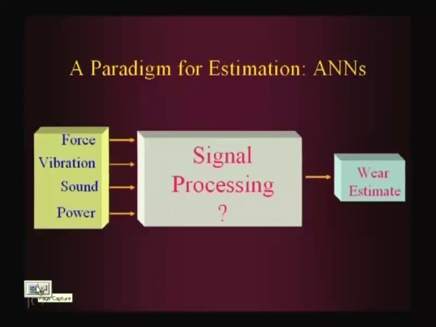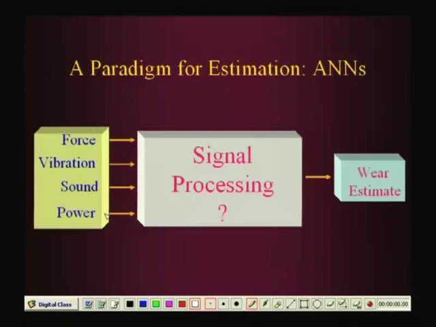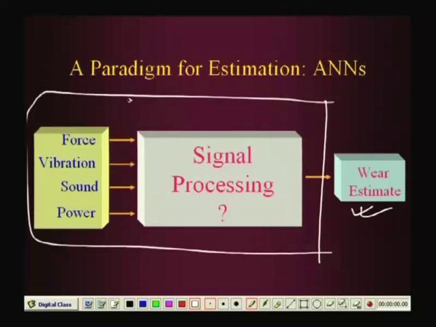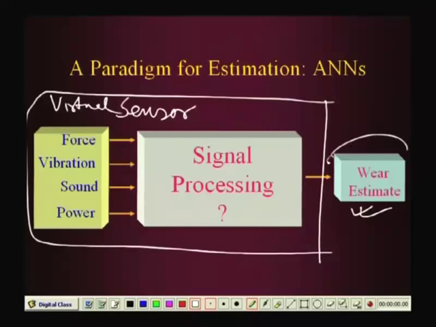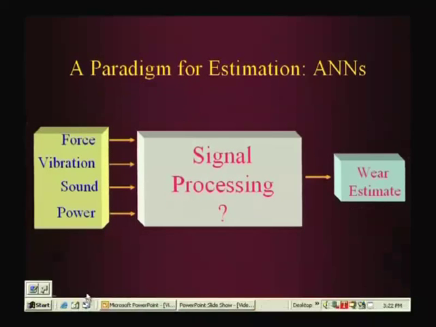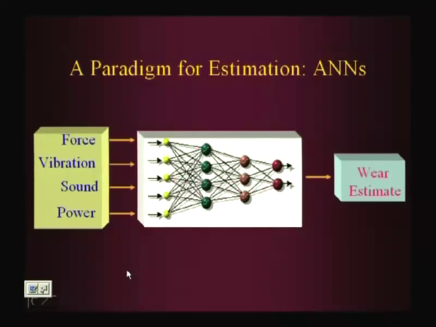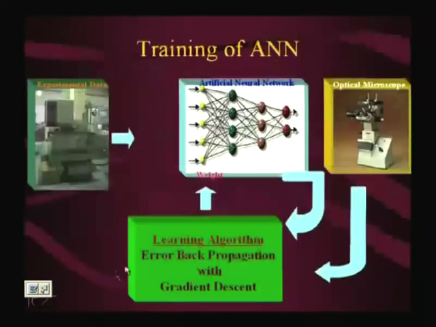So this was our basic architecture. That is, we took the signals in terms of its features, and then we do signal processing so that we get an estimate of the wear. So as if this becomes a sensor. This becomes a virtual sensor which gives us a measurement of the wear. So we used an artificial neural network which looks like this, and we got some very good results, as we'll see.